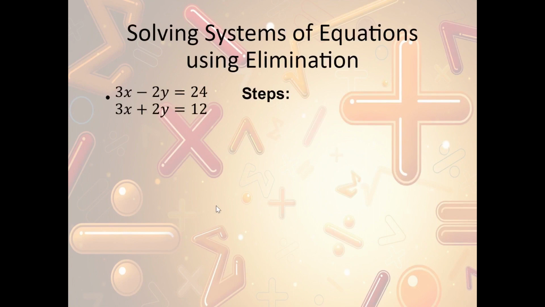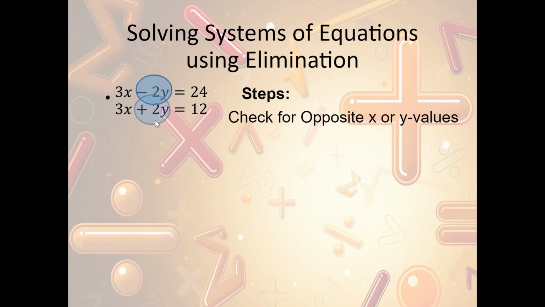Now let's talk about how we can solve this without having to graph. If we're given something like this, 3x minus 2y is equal to 24 and 3x plus 2y is equal to 12, we're going to go ahead and solve this using what we call elimination. So here are the steps. First step is we're going to check for opposite x values or y values. Opposites mean they have the same integer but with opposite signs. For instance, we have a +3 and a +3. Those are not opposites. We have a -2 and a +2. Those are opposites.